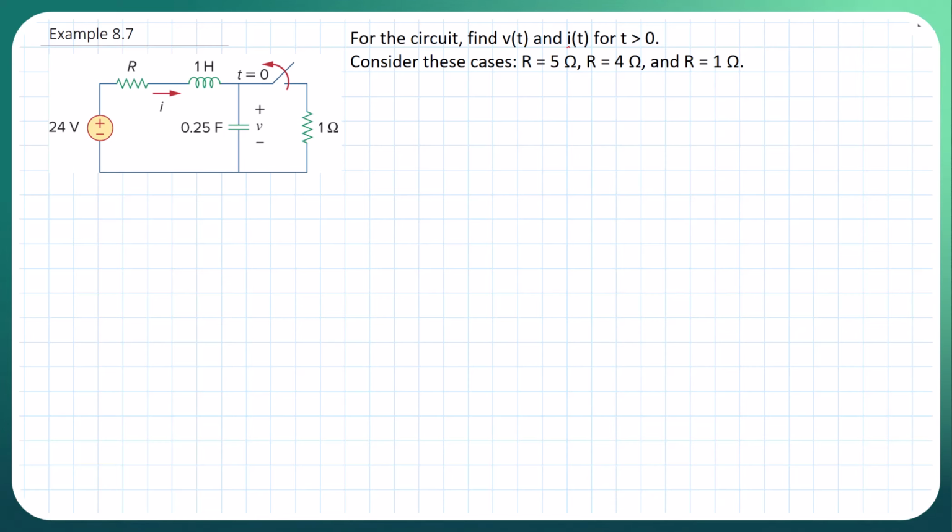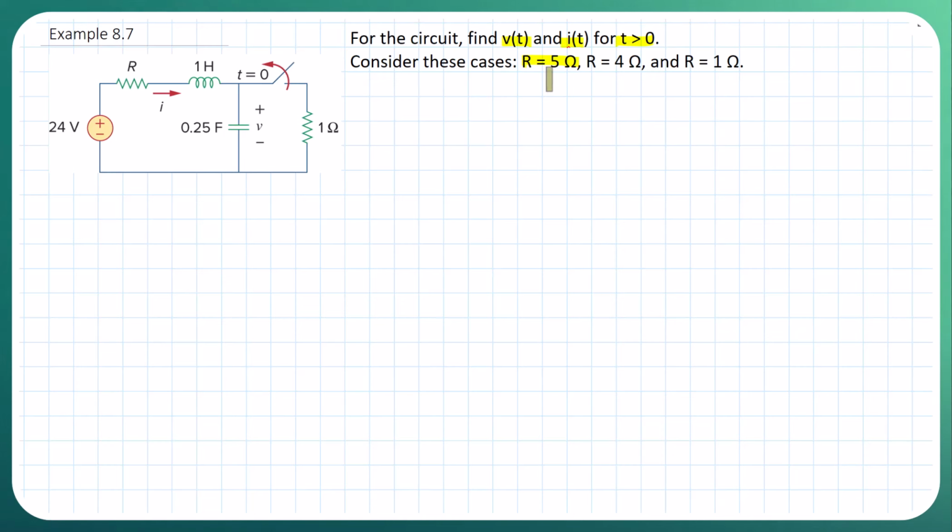Let's take a look at this circuit here. This is going to be a series RLC circuit, and we're going to have a step response for this specific case. And we're told to find V of t as well as I of t for t greater than 0. And we want to consider 3 cases, but for the sake of this example, I'm just going to consider the first case, R equals 5.